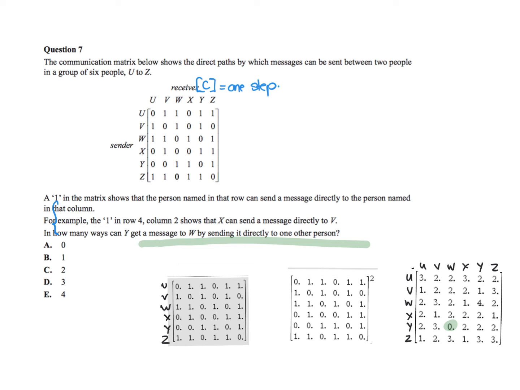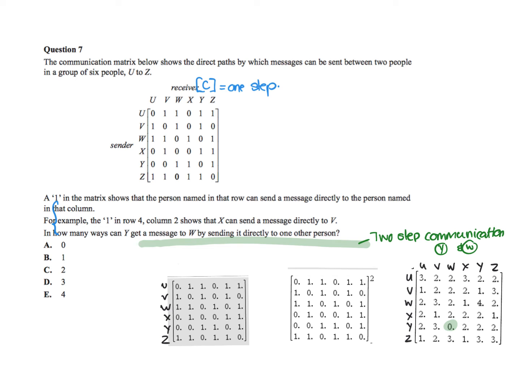Okay. In the question, it says, in how many ways can Y get a message to W by sending it directly to one other person? So they're going to send it to one person first, and then it'll go to W. So that is actually 2-step communications. So it's saying, in how many ways can Y... so it's the 2-step communication between Y and W.